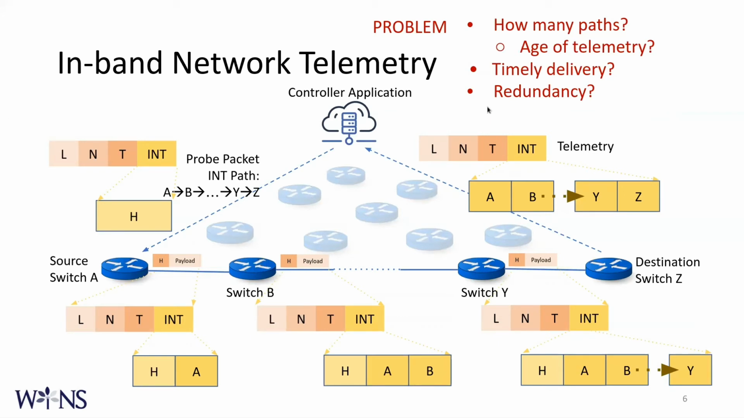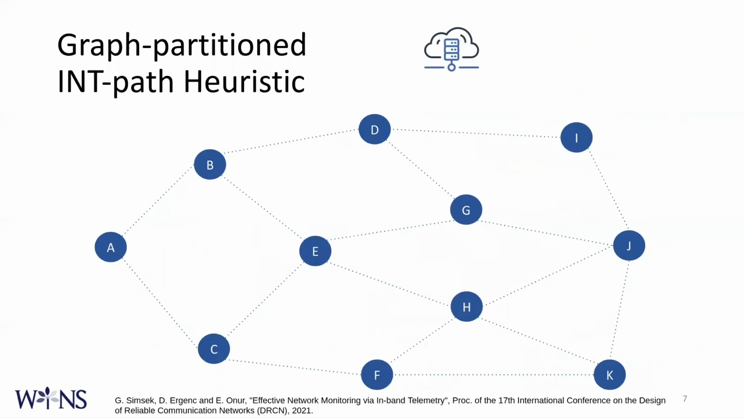So in that regard, if you minimize redundancy, you can maximize the amount of different information that can be carried and fetched from each individual switch. In our latest work, we have proposed a graph-partitioned in-band heuristic targeting these three requirements. Those requirements are: how can we minimize the overhead, how can we balance the paths so that they arrive at the controller around the same time, and how can we minimize redundant information. We accept a parameter called k, which sets the maximum number of paths that are going to be generated.